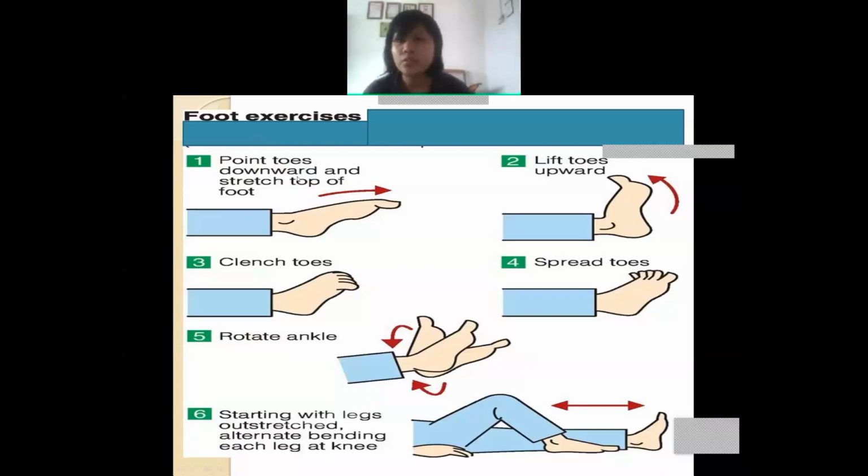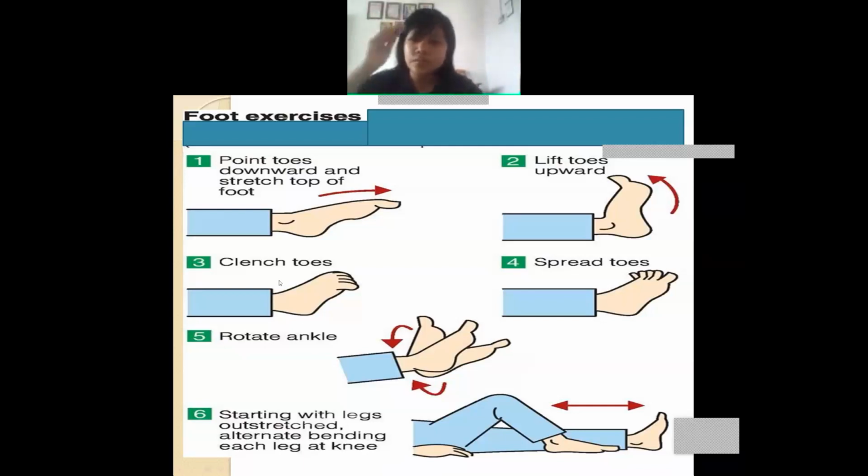Foot exercise. It's like this. Suppose this is the foot. So they should do it like this. Okay, next is lift toes upward. They should lift their toes in this direction. Suppose this is the toe, so like this. In the upward direction, they should move.